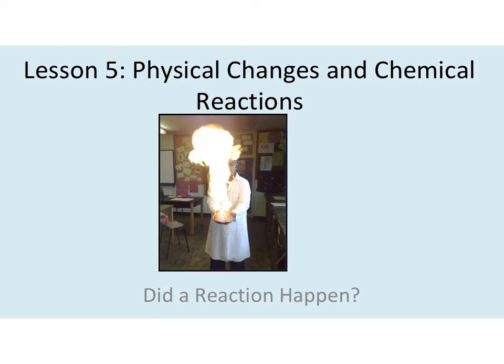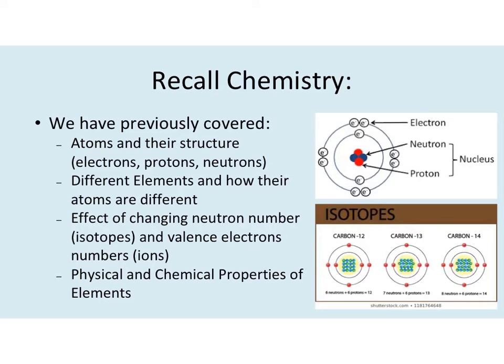When you have a piece of matter that changes from one thing to something else, it doesn't necessarily mean that a reaction has happened. Sometimes it can just be a physical change, where it's just changing shape or changing size, but a chemical reaction never happens. So today's lesson is to tell you how you know if a chemical reaction has actually occurred.